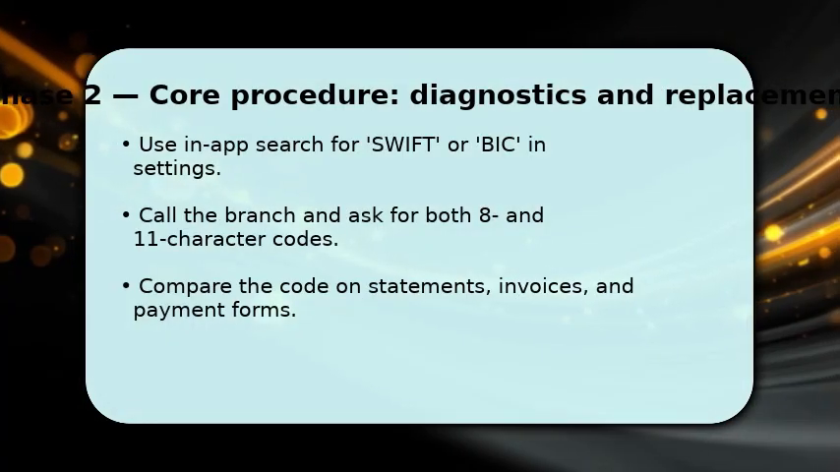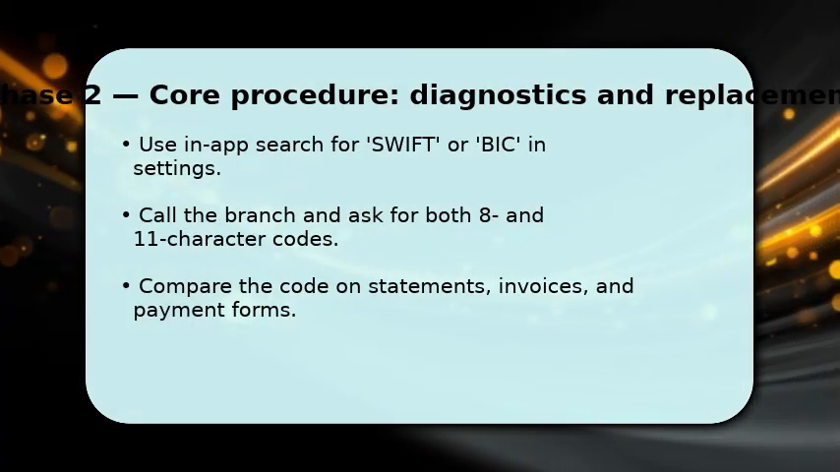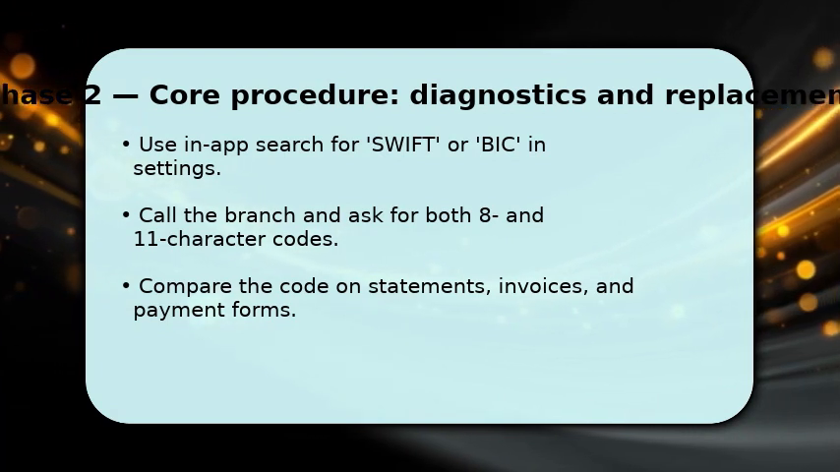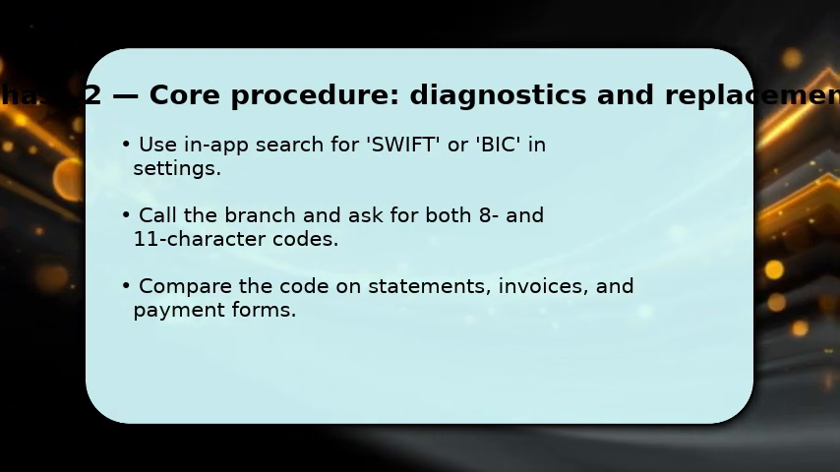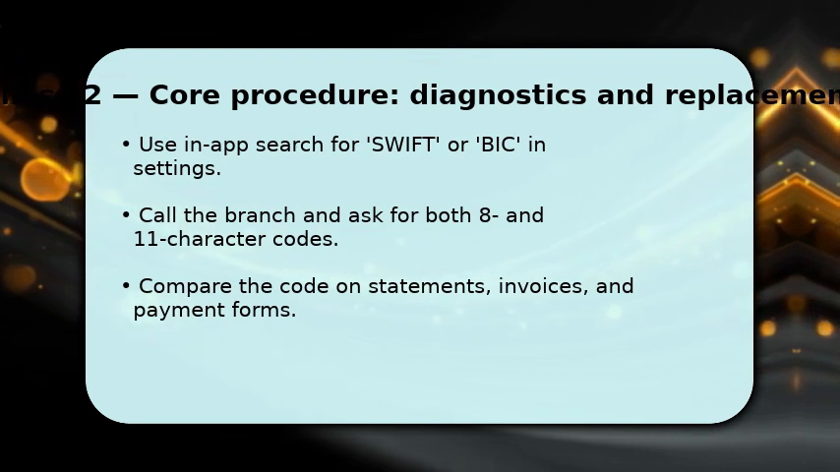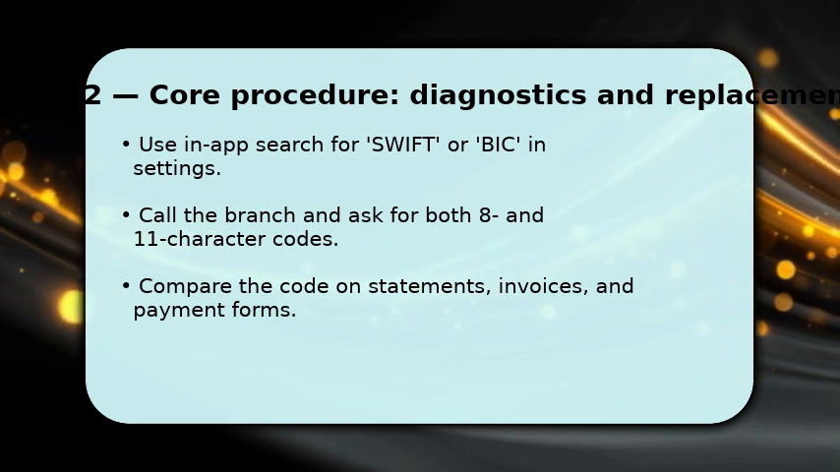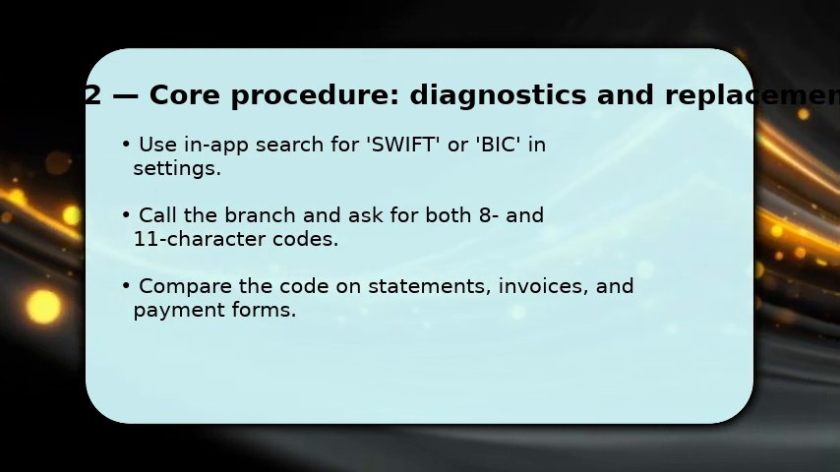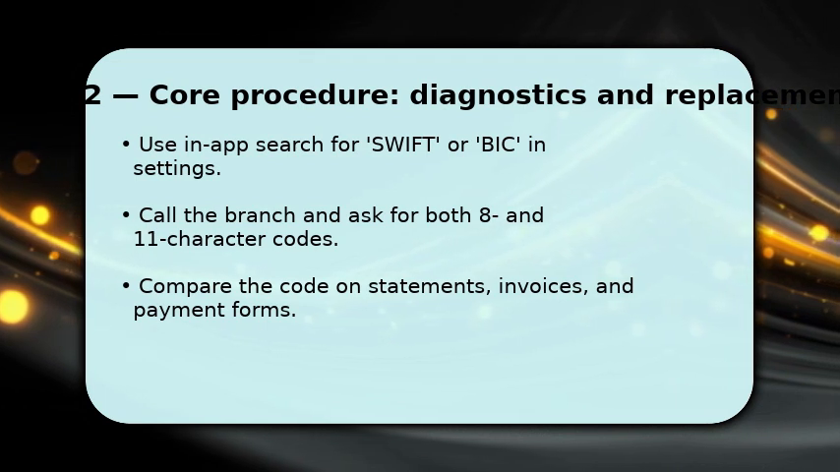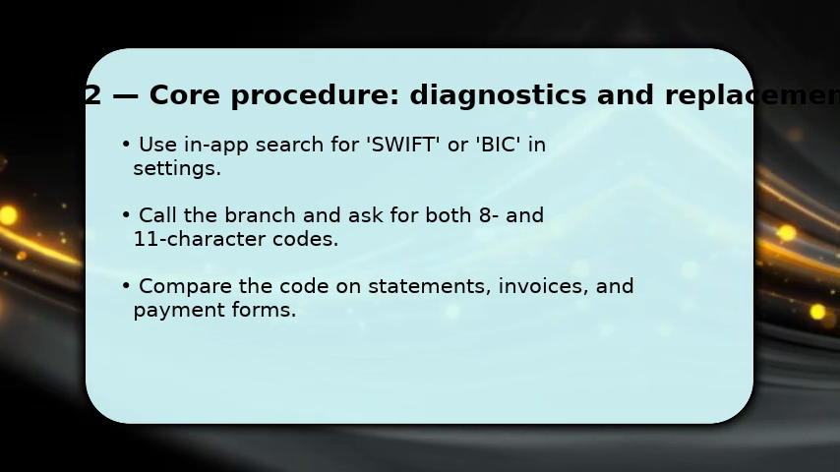Now verify the code using the bank's internal tools. Open the app, go to Settings or International Transfers and search for SWIFT or BIC. The app often lists both main and branch codes. If unclear, call the branch directly and read the code back to confirm. Ask for both the 8-character and the 11-character variants, if available.